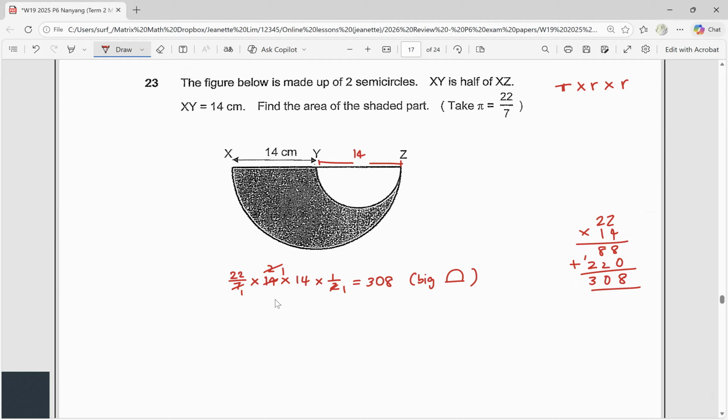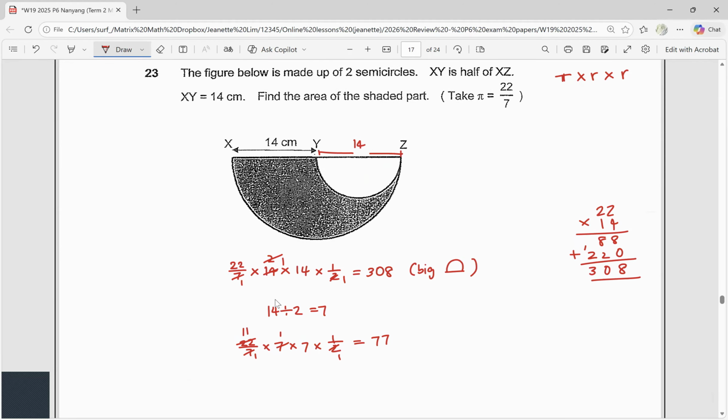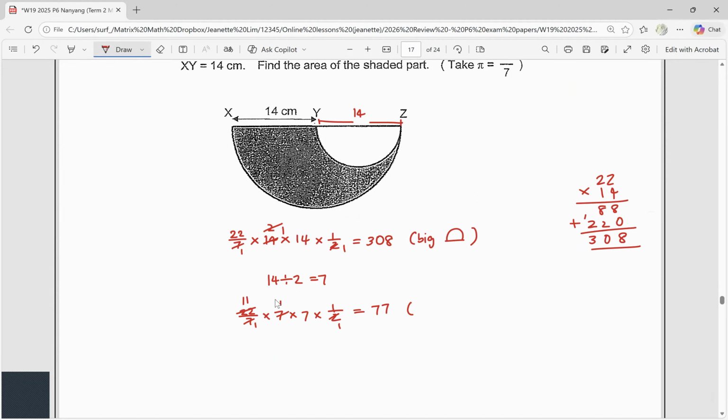Small semicircle, you need the radius. So 14 is the diameter. Divide that by 2. Now we apply the formula pi, which is 22/7, times radius, and don't forget to multiply by half. Okay, so we cancel again, simplify, 7 and 7. Then 22 and 2. So now you're left with 11 times 7, which is 77. That's the area of the small semicircle.